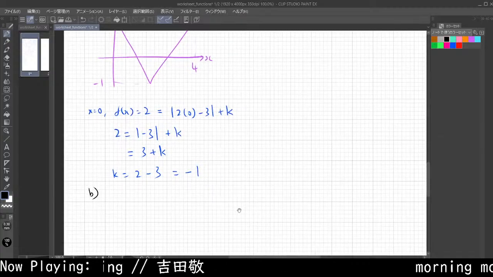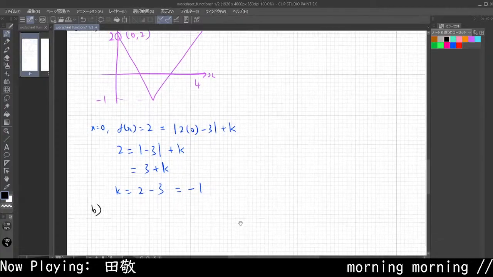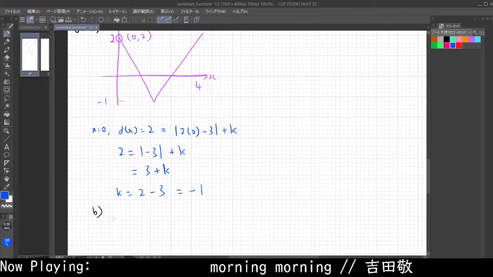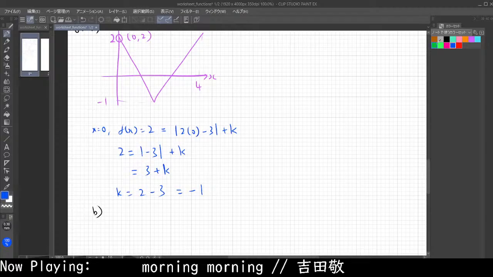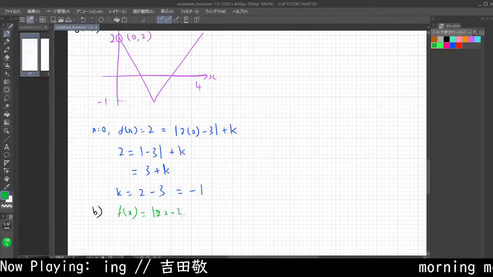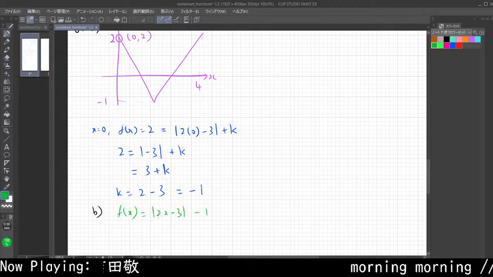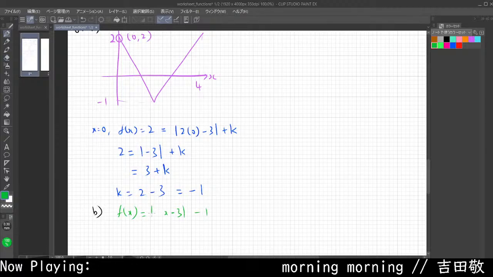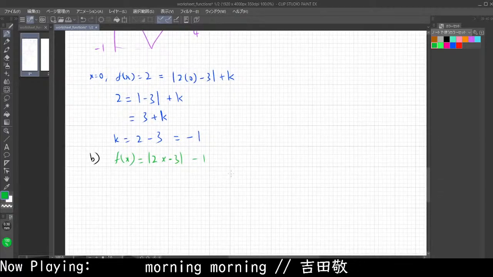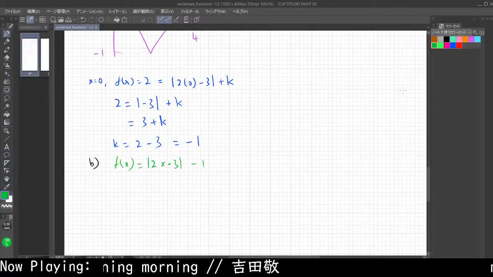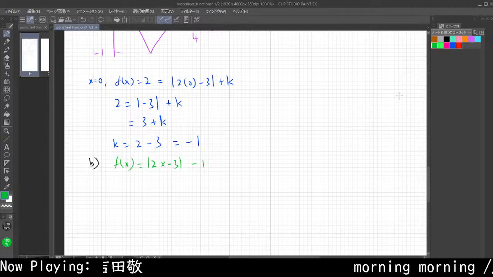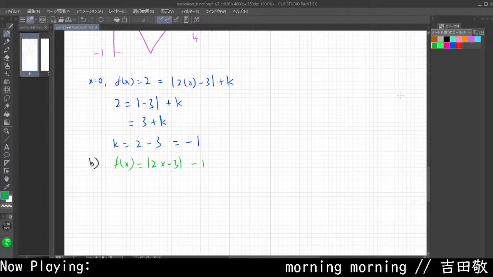Next, B, find the x-intercepts of the graph. To do this, since we now already have our f(x), we have our f(x) being equal to 2 times the absolute value of 2x minus 3, minus 1. We have this already, so now we can proceed with the other calculations, since our function is now complete. X-intercepts means that you want to let your f(x) be equal to 0, because you want to let your y be equal to 0 so you can find the x's.